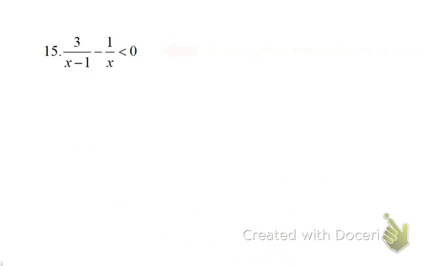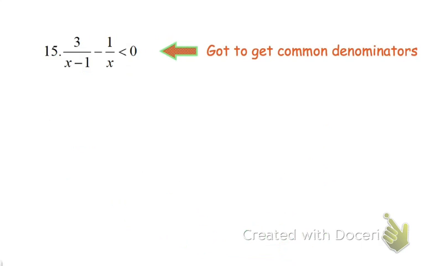One last example here of a rational inequality, and this is a little bit different than the previous two examples because we see two rational expressions, one being subtracted from the other. And when we see that, we remember that we've got to get common denominators to combine these two rational expressions to solve the inequality less than 0. So that's going to be our first priority, to combine these two expressions into one big rational expression.